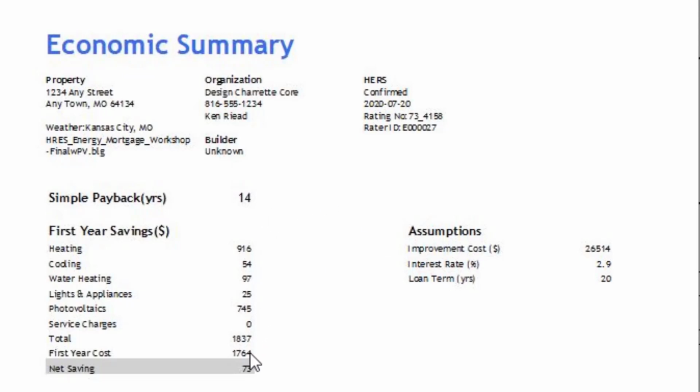And this is our first year savings, which is even in the first year, which includes our down payment and the interest on the loan, on the mortgage and everything, we are saving $73. Then we will actually be saving more than that every year after, because our total of savings is $1,837 when you include the photovoltaic system, and our first year cost was $1,764. So we start saving right from day one. So this house definitely would qualify for an energy mortgage.